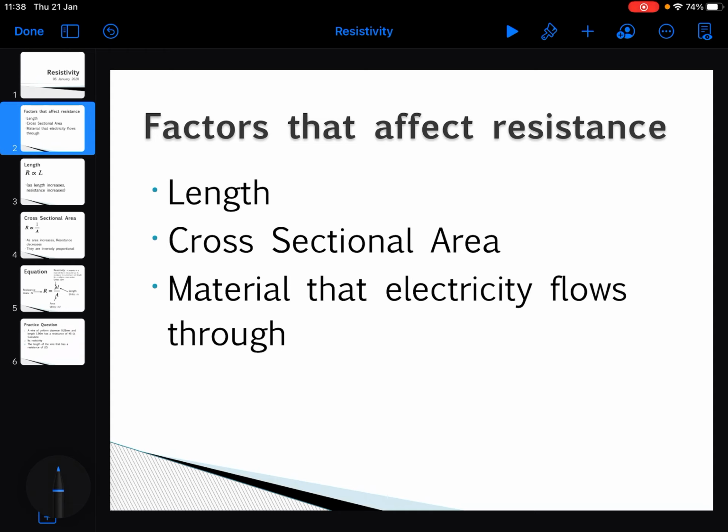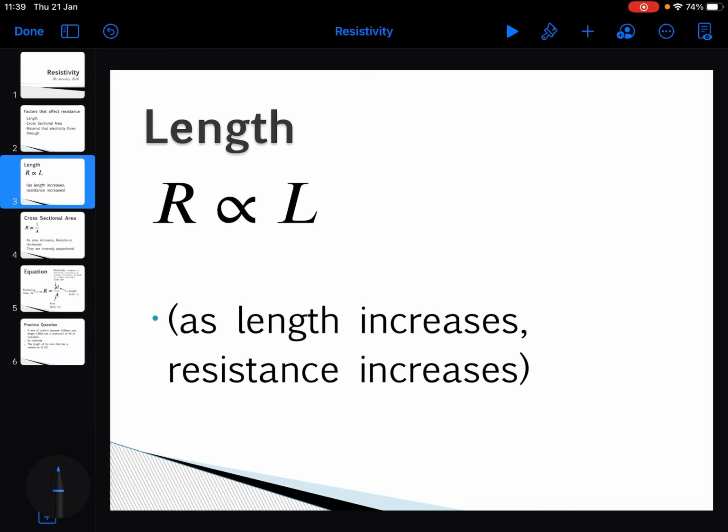So, as I know you know, if we put a piece of plastic into a circuit, that's going to have a very high resistance in comparison to a piece of copper, for example. So, length. As length increases, resistance increases, and that is because resistance is proportional to length. That means if you double one, you double the other.